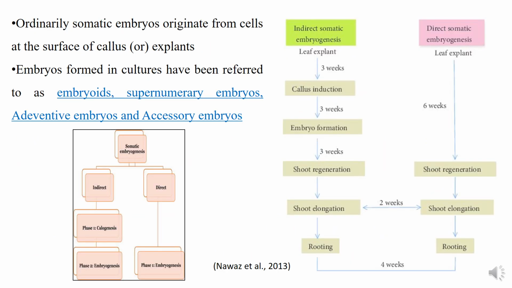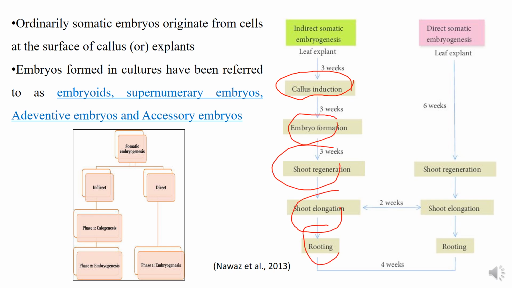Here we can see the difference between direct somatic embryogenesis and indirect somatic embryogenesis. In direct somatic embryogenesis, we take the leaf explant, then shoot regeneration occurs after 6 weeks, then shoot elongation and rooting happen. In indirect somatic embryogenesis, there is an intervening phase of callus induction after 3 weeks, and later embryo formation, then shoot regeneration, shoot elongation and rooting take place. Here you can see the clear-cut difference between indirect and direct somatic embryogenesis.